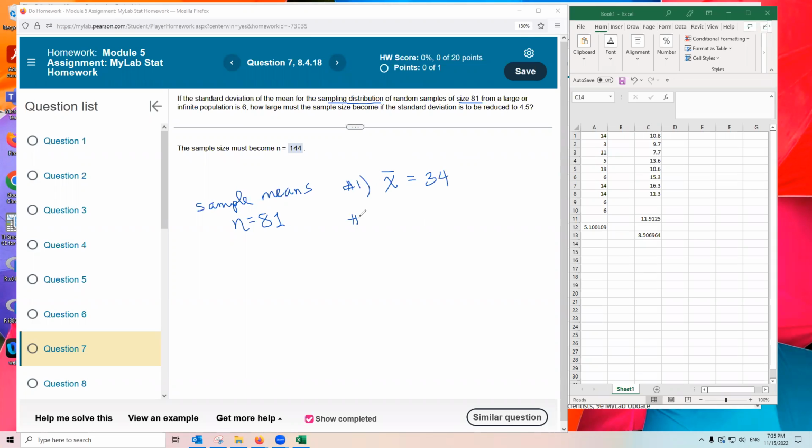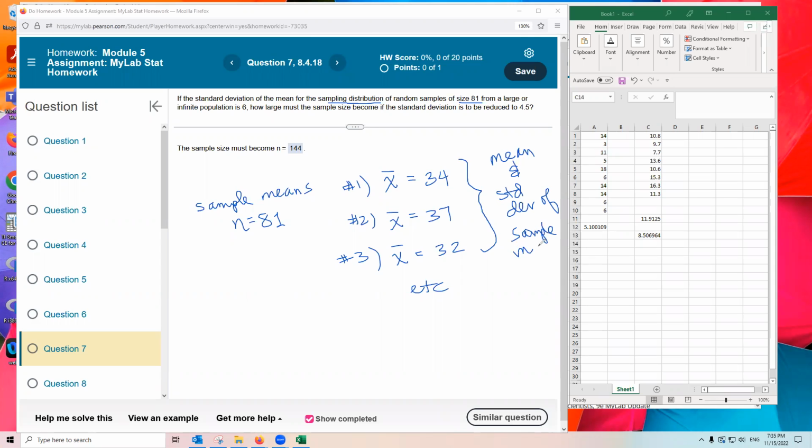And I'm going to take another sample of 81, and now the sample mean turns out to be 37. I'm going to take another sample of 81 people, and now the average age turns out to be 32 years old, etc. So I'm going to continue to take samples like this, and I want to know what is the mean and standard deviation of these X bars. These X bars are the sample means. So I want to know what is the mean and standard deviation of these X bar numbers.